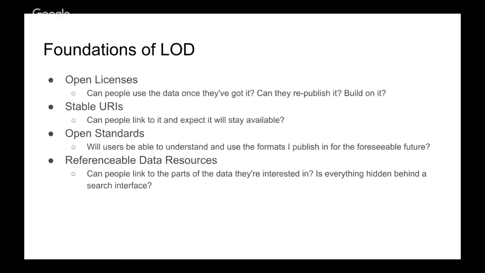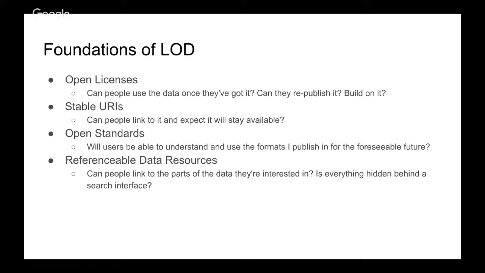Open standards. Users need to be able to understand and use the formats that you publish. So if you publish in what's now a common format, but in 10 years it needs to be migrated to a new one, is that going to be possible? With open standards, at least, all the definitions for your data and how it's formatted will be online and available, and people can use it and reverse engineer your data.